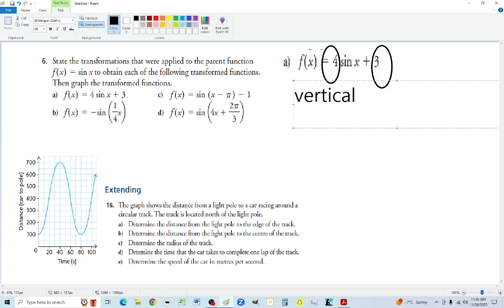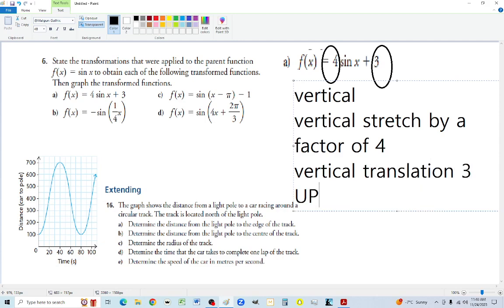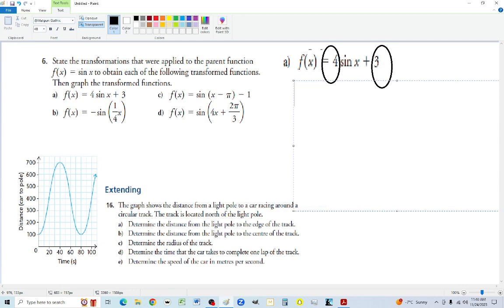So this means there's a vertical stretch by a factor of 4. Why is it a stretch? Because it's above 1. Anything below 1 would be a compression, but it's above 1, so this is a stretch. And there's a vertical translation 3 up, just because it's plus 3. So that's how we would describe that. Then they want us to graph it.